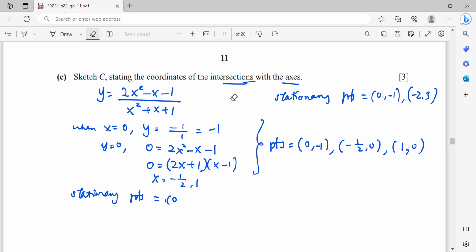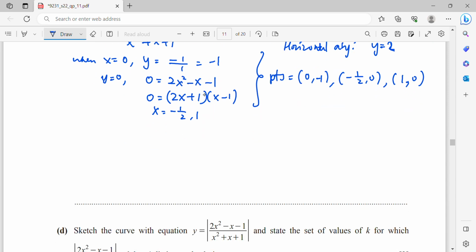Okay, let me erase this. And then don't forget the horizontal asymptote is at y equals 2. So now, based on all this information, we can easily sketch a graph. So my graph.